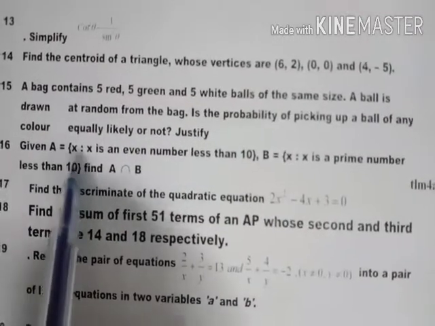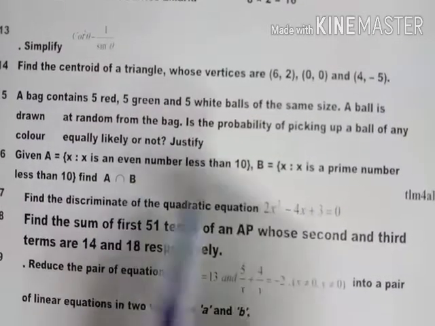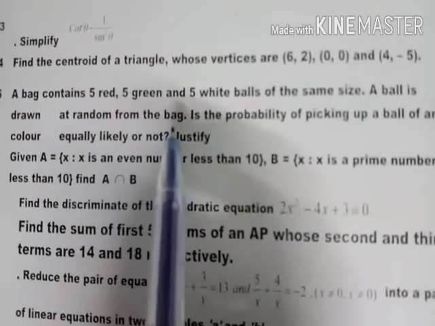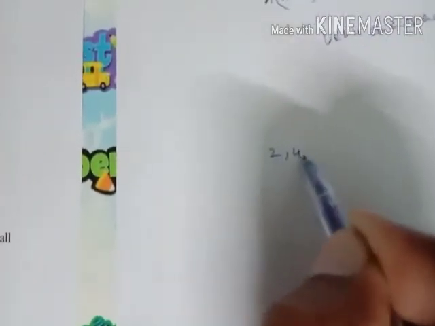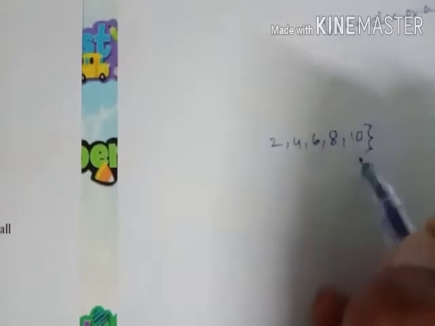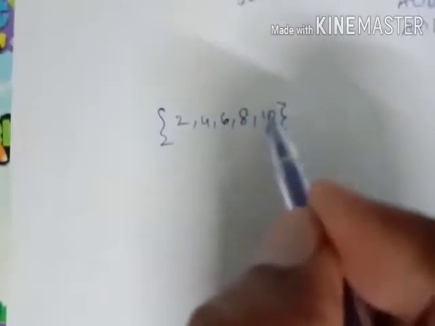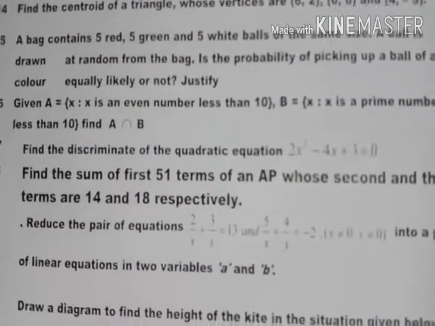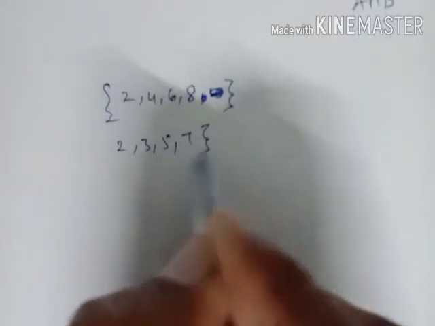And the 16th: x is an even number which is less than 10. That means we can write it like this: 2, 4, 6, 8, which is a set. Here it is asked less than 10, that means we have to stop at 8 only. The second one is x is a prime number less than 10. So we will write 2, 3, 5, 7 as the answer.